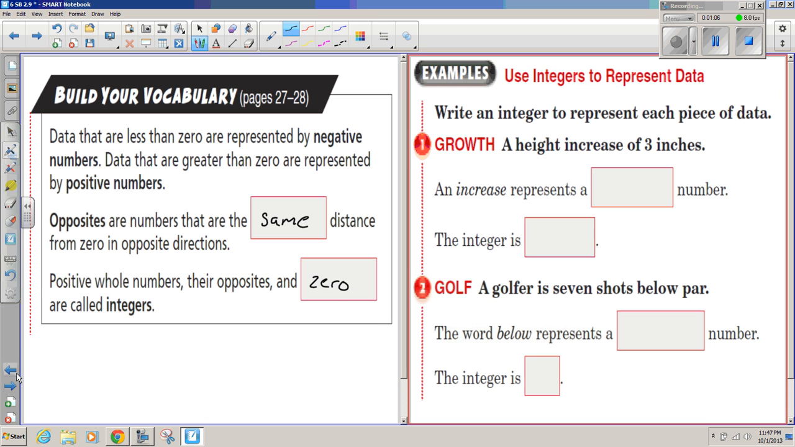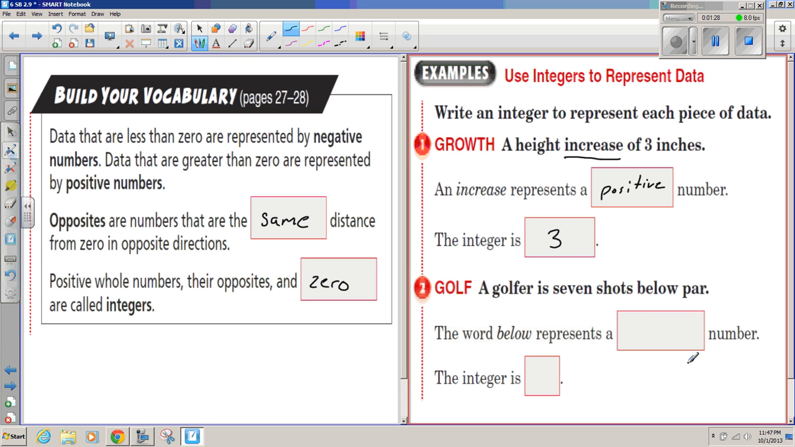Write an integer to represent each piece of data. A height increase of 3 inches. Since this is an increase, it represents a positive number. Therefore, the integer is 3, positive 3.